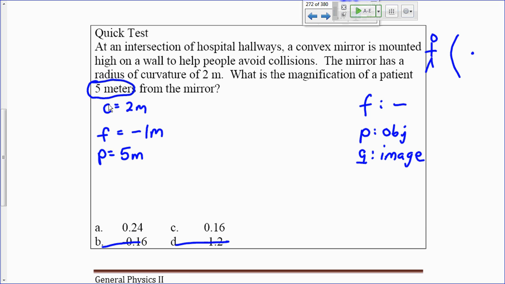P is our object distance and Q is our image distance, and that's all we need. So now we can find Q from our mirror equation, 1 over Q plus 1 over P.